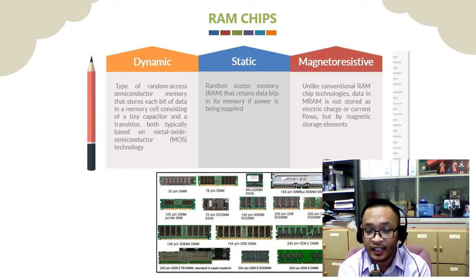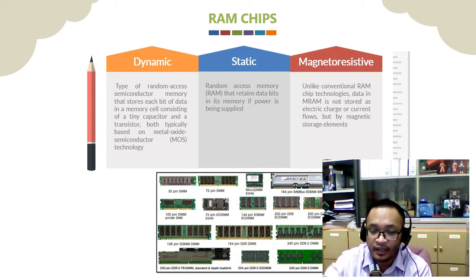Dynamic RAM is usually used as main memory. Static RAM is usually used as cache memory. So the difference between dynamic and static: the data stored in dynamic RAM must be accessed by a special logic that we call a refresh circuit. For static, there is no refresh circuit, which means it is much faster compared to the dynamic RAM.